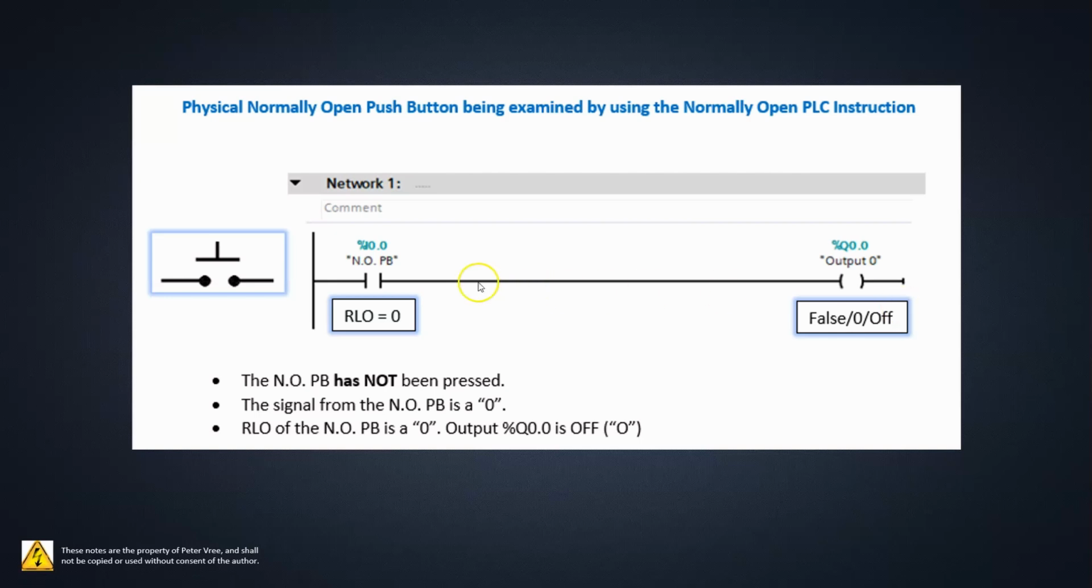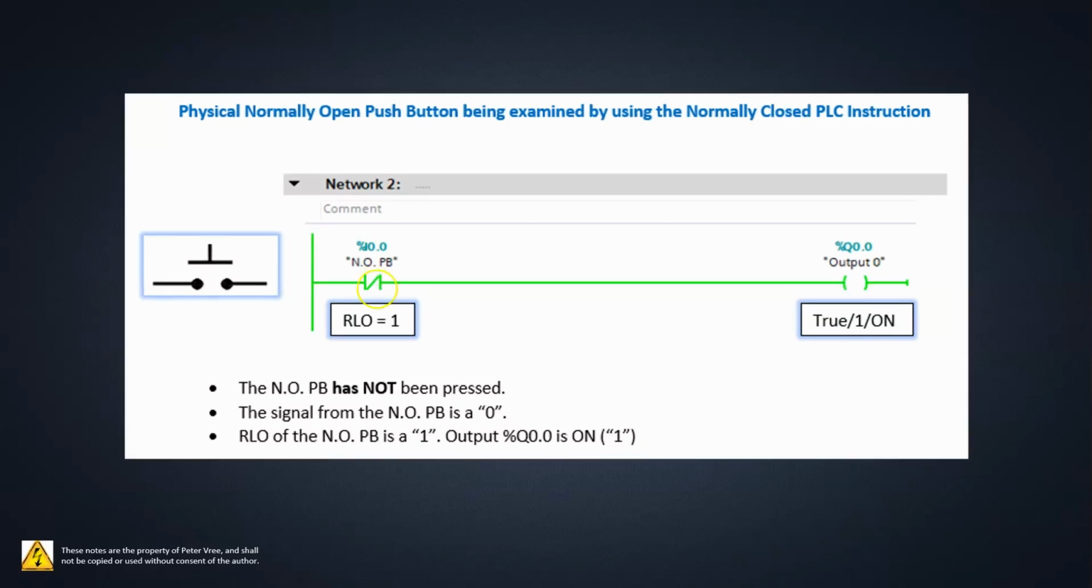Okay, let's take a look at the next one. I'm going to use the same push button, but a different instruction. So for this one, I have, again, a physically normally open push button, but I'm making use of a normally closed PLC instruction here. I have physically wired this normally open push button to input 0.0. I have not pressed that push button. And if I haven't pressed that push button, then there's no voltage going into the PLC. If there's no voltage going into the PLC, that means there's a 0 as a signal from that normally open push button.